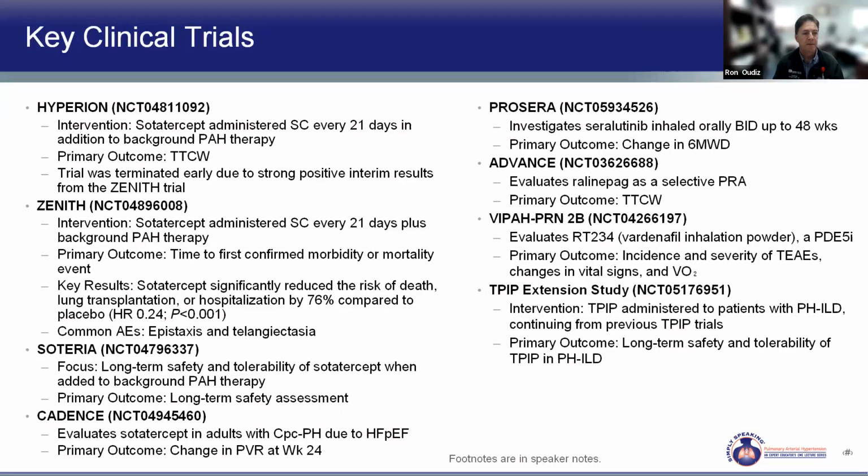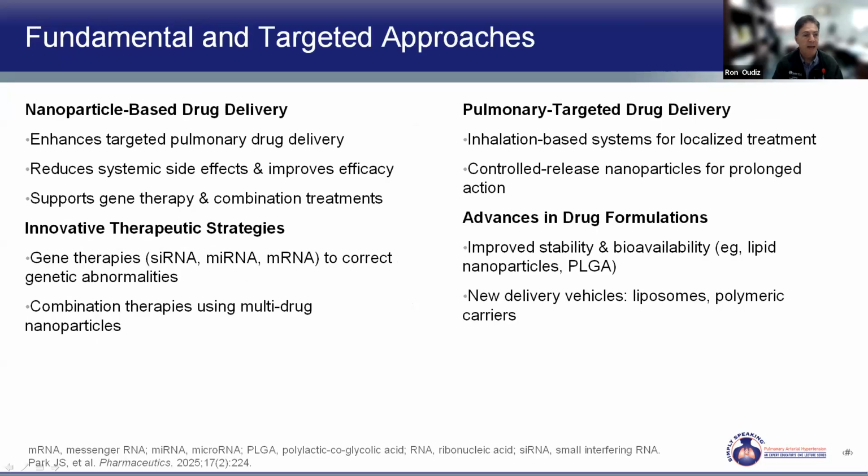Some of the key clinical trials that most of us are familiar with that are working on PAH drug development include the ASIs, the Hyperion, Zenith, Soteria, and Cadence trials. There's also seralutinib that's being looked at with the primary outcome of change in 6-minute walk. There's the ADVANCE study looking at ralinepag with a primary outcome of time to clinical worsening. There's an inhaled vardenafil study, and there's a long-acting treprostinil study looking at PH-ILD with a long-term safety and tolerability primary outcome and potential expansion into the PAH world, depending on how that looks.